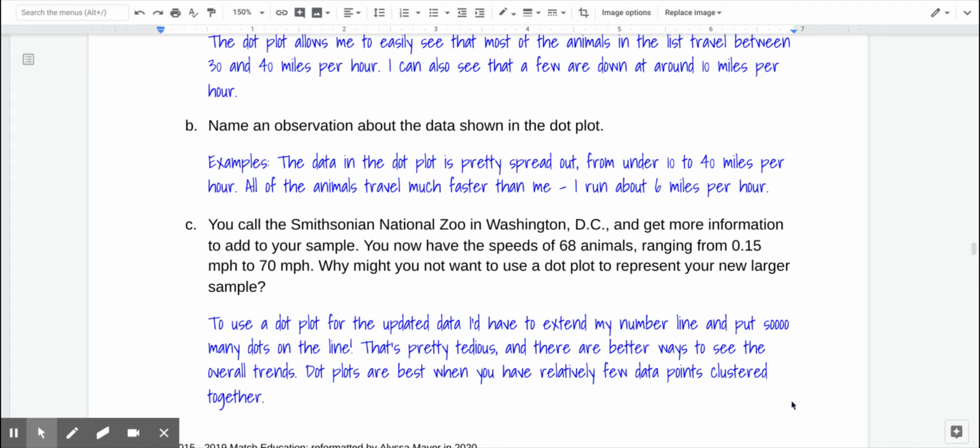As you think about trying to make a dot plot for a data set with many data points, it gets more and more complicated, especially if you want to make sure you're representing that data set in a way that's easy to interpret. So that means that we need to look for a different way to represent the data.